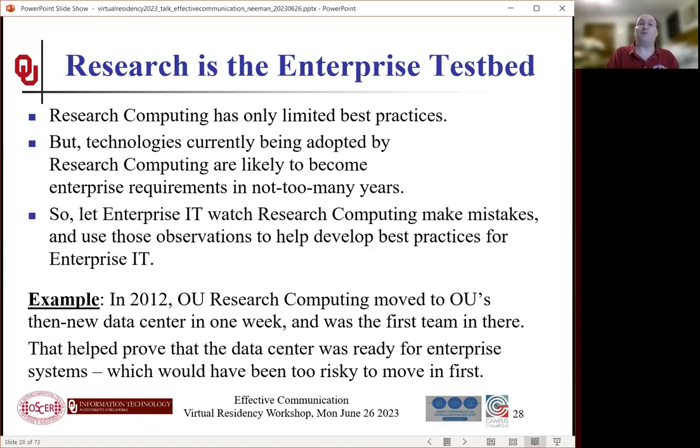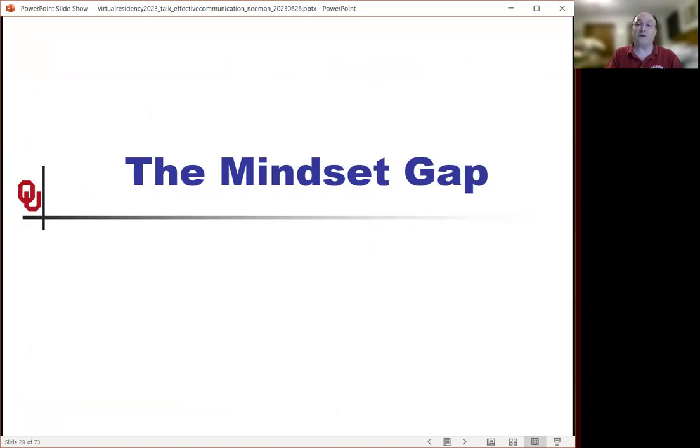But so we were down for a week, and then we found out space, power, cooling, network, everything was working beautifully. And so after that, the enterprise folks were able to start moving in. We had the luxury because if we were down for a week, it wasn't the end of the world. If they were down for a week, that would have been the end of the world. Okay, the mindset gap. So switching gears again.